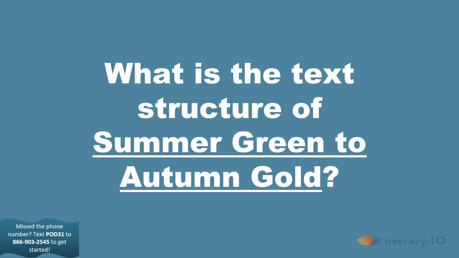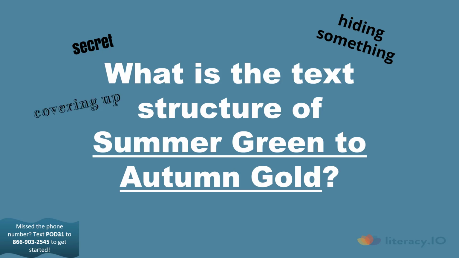Well, I sure hope that you enjoyed that. And while you were reading, I hope you were thinking about the text structure of Summer Green to Autumn Gold. Here were some of the things I heard. They were hiding a secret, hiding something. The green was covering up. Then, summer was over. They don't need the chlorophyll anymore. It disappears, and the other pigments are revealed.